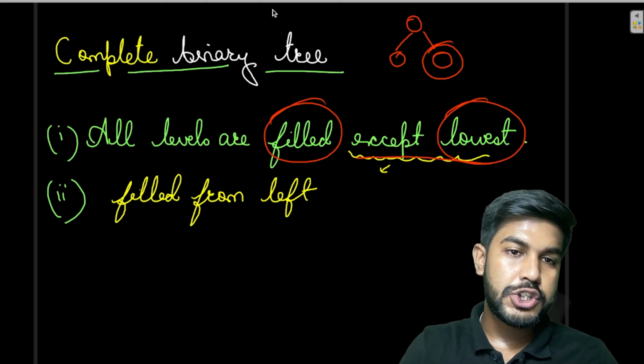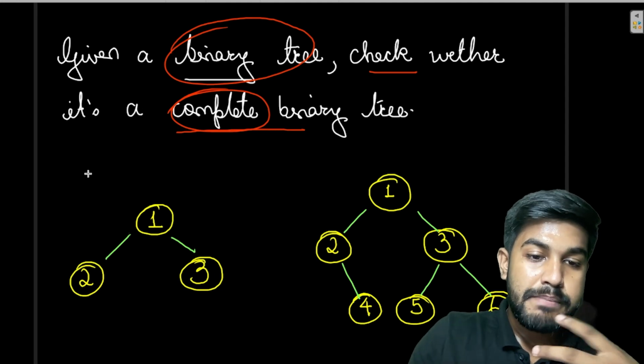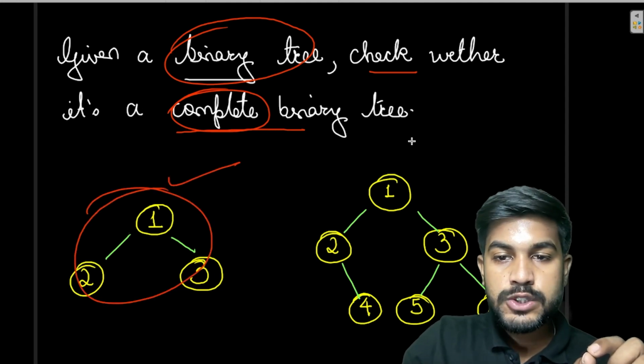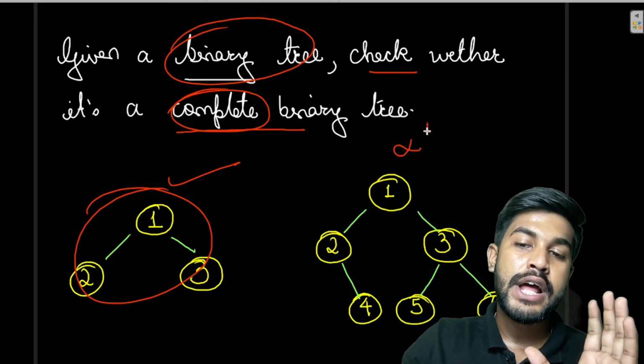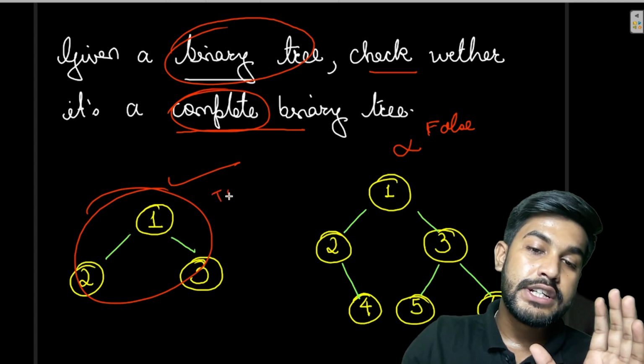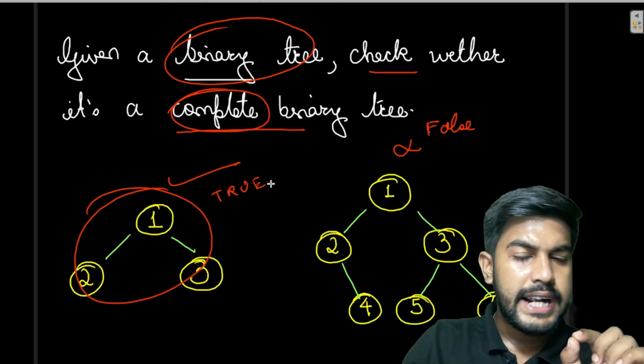Okay, understood? So now let us move back. We can say that in the given sample, the first one is a complete binary tree and the next one is an incomplete binary tree. So the answer to the first would be true and the answer to the second would be false. So we are done till this point.